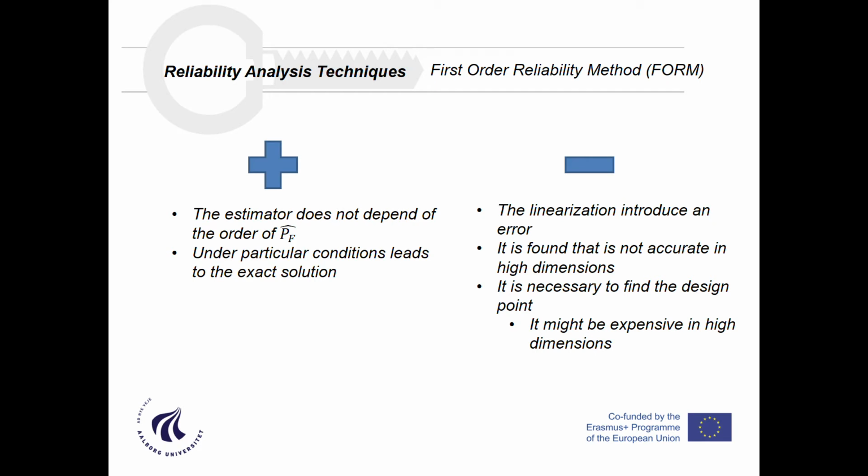So the advantages of FORM, one of the main advantages is that the estimator doesn't depend on the order of PF, and under particular conditions leads to the exact solution. The disadvantages are that the linearization introduces an error in the failure probability estimation. It is found that it's not accurate in high dimensions, and it is necessary to find the design point, which in high dimensions might be computationally expensive.